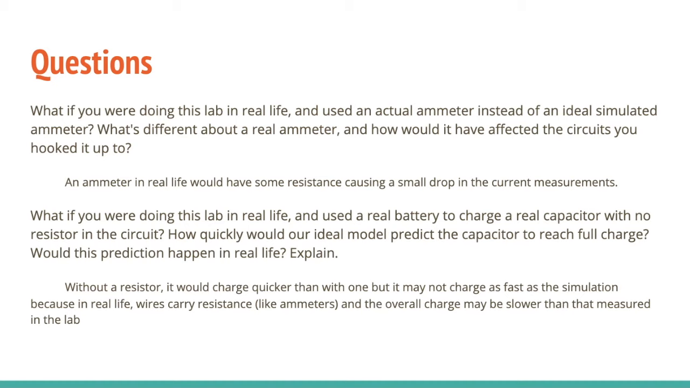So if you're doing this in real life, you would find that there would be some resistance causing a small drop in current measurements compared to doing this on a computer. And if you use a real battery to charge a real capacitor with no resistor, it wouldn't be as quick, and this is because there is resistance in real life, again, in the wires, even though there is no resistor. So it may not charge just as fast as a simulation, but it would charge more quickly than if a resistor was present. But overall, the charge may be slower than that in the measured lab.